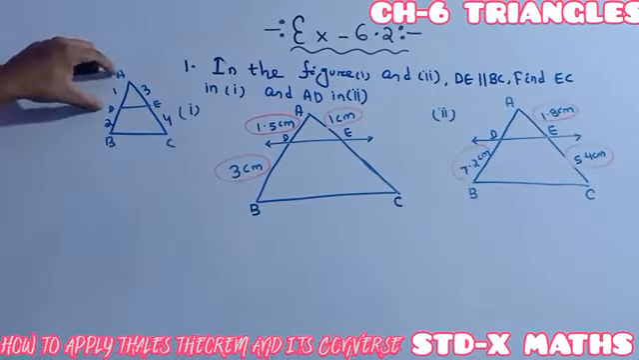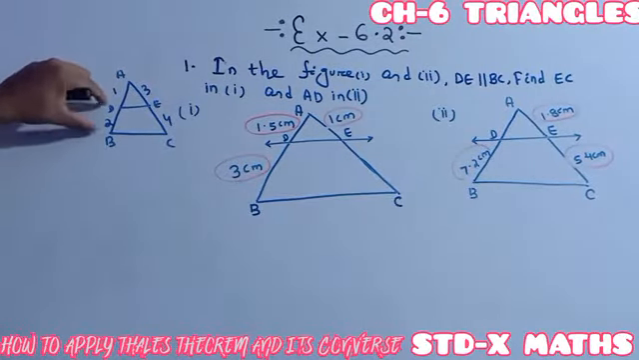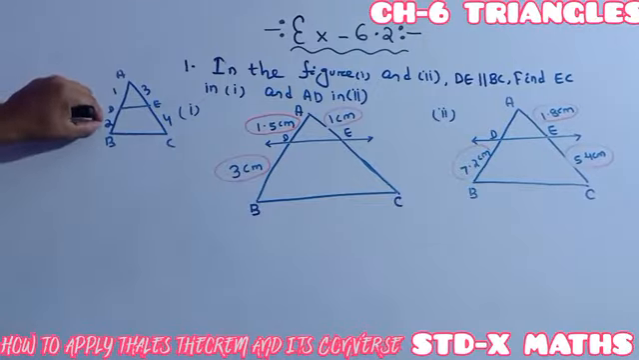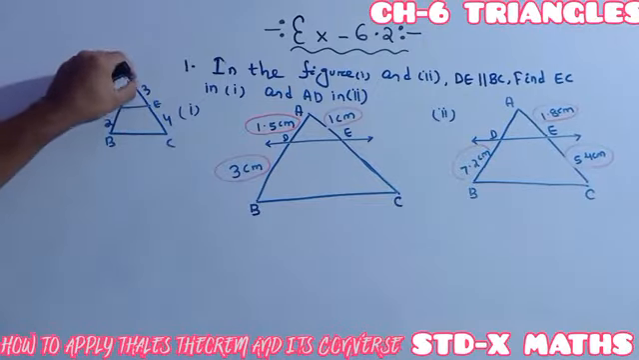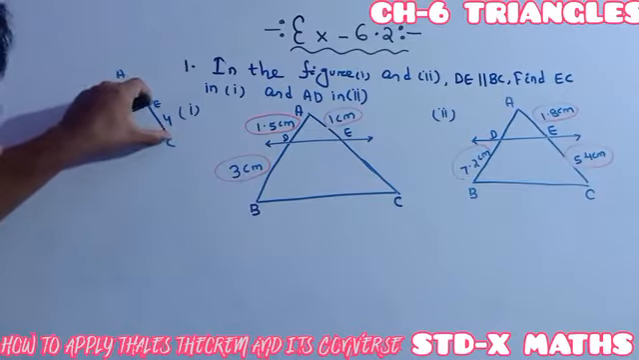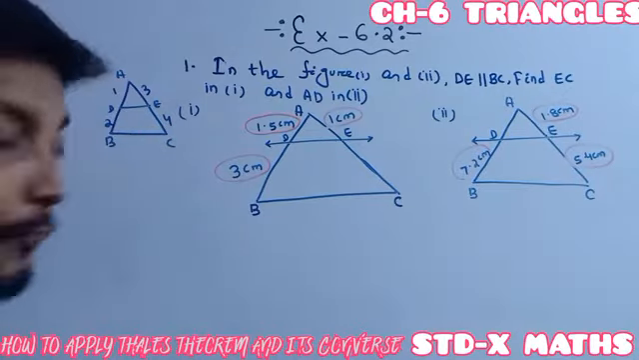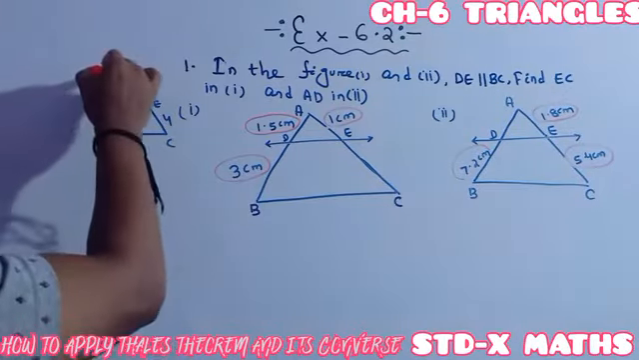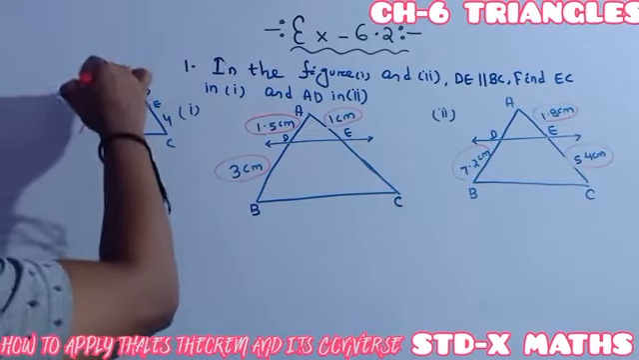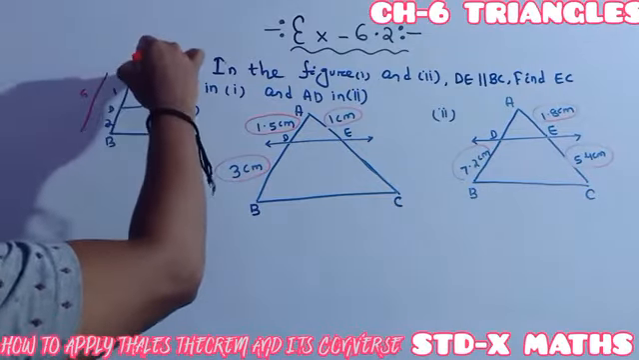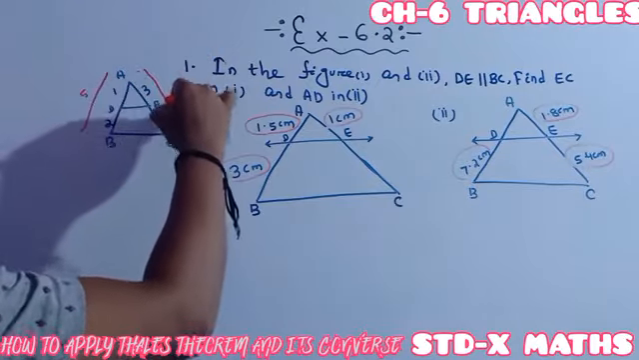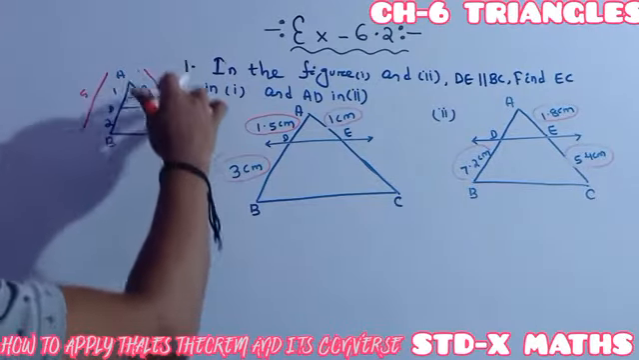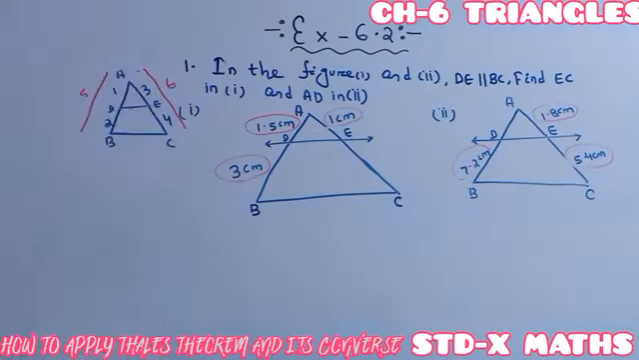Instead of writing AD, I wrote 1. Instead of writing DB, I wrote 2. Instead of writing AE, I wrote 3. Instead of writing CE, I wrote 4. And the larger one, AB, I wrote as 5. And here the larger one, AC, I wrote as 6.